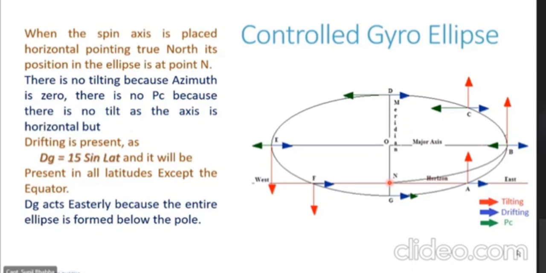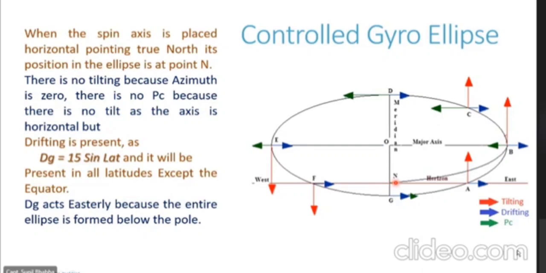What about the third force, drifting? Drifting is given by 15 degrees sine of latitude and it is constant all over the ellipse. So at point N also, we will have the same drifting vector. So drifting will be present and it will be present in the same direction and magnitude as it is present on all other points. So we will have an easterly drifting. Because of this easterly drifting, the spin axis is immediately pushed to east of the meridian. Be careful and pay your attention.